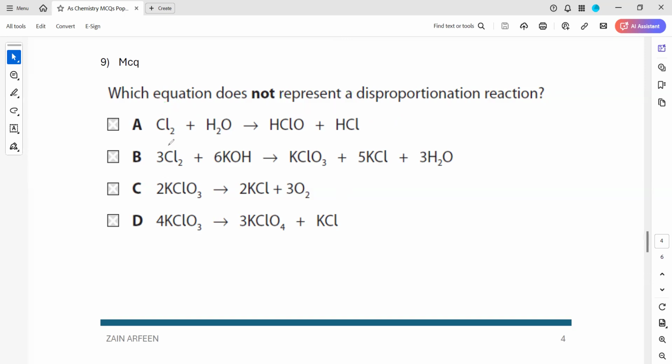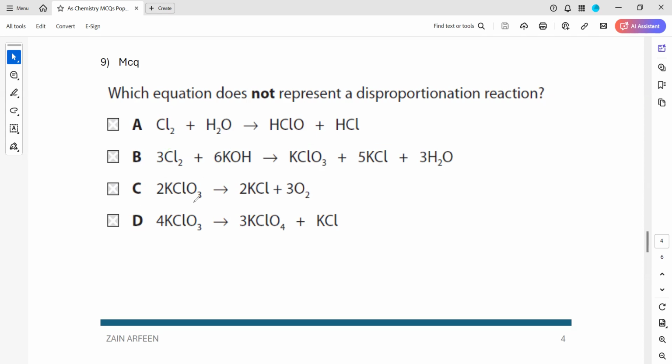When we check the second one, chlorine is 0 here. Each oxygen is -2, so 3 oxygens will be -6. Potassium is +1, so chlorine should be +5. Here, chlorine is -1 and +1. So 0 becomes +1, oxidation, and 0 becomes -1, reduction. So the same element is oxidized and reduced. This is also a disproportionation reaction.